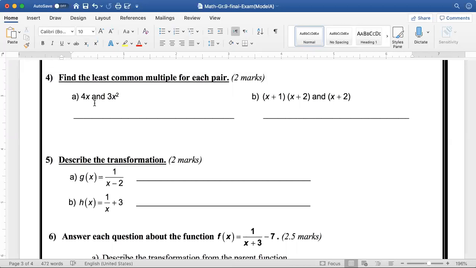As we said, to find the LCM, I have to factor each polynomial completely, then list the different factors. So I have to factor. 4x is already factored. 3x squared will be 3xx. So I will take the greatest power, which is x squared. So I will write here 4 multiplied by 3 will be 12.